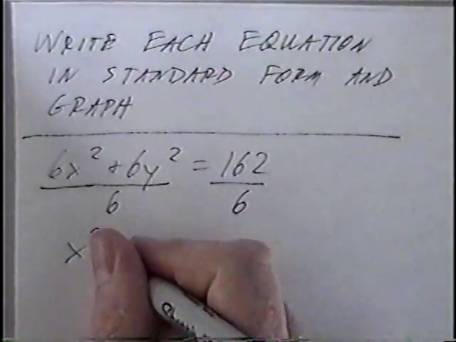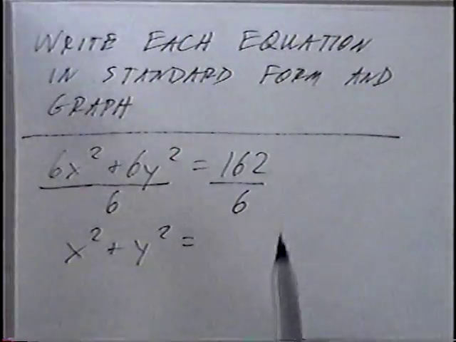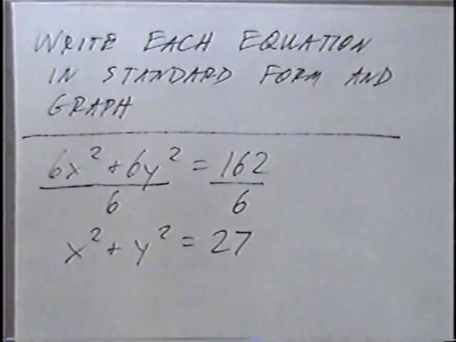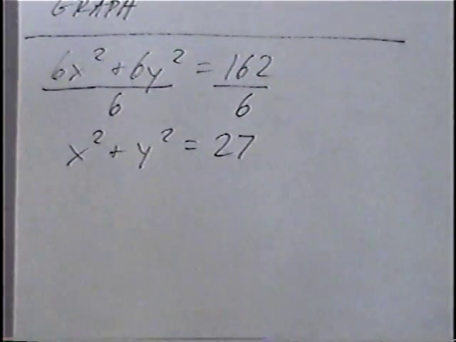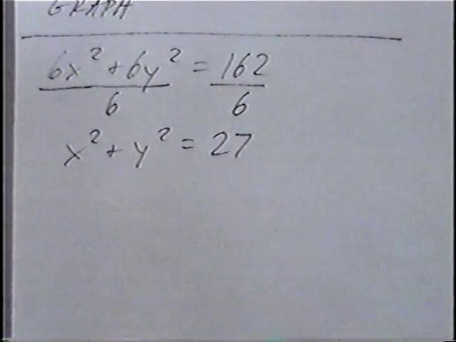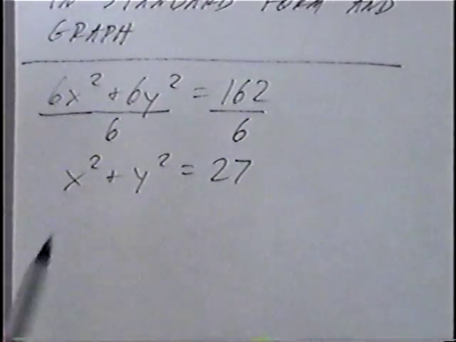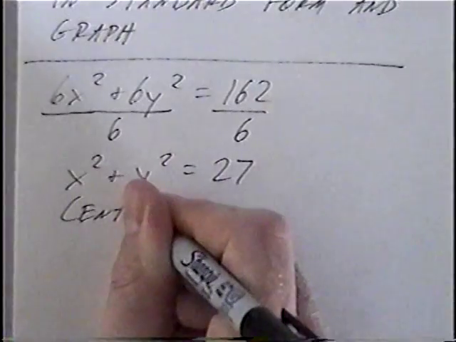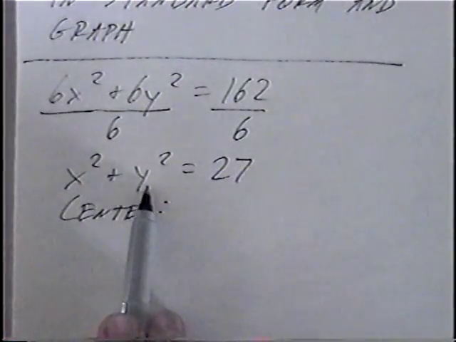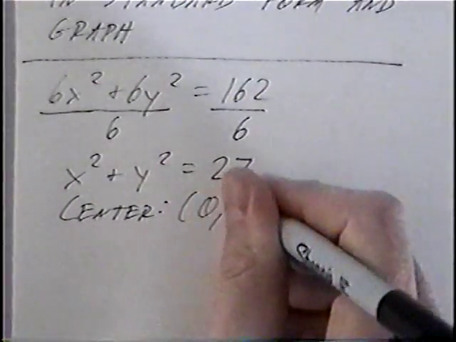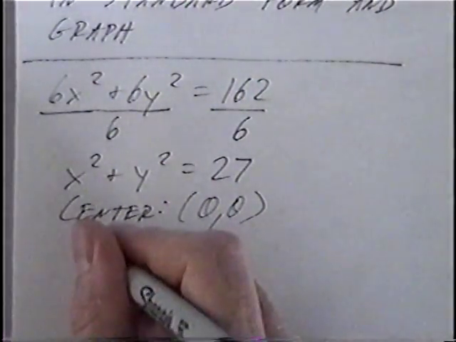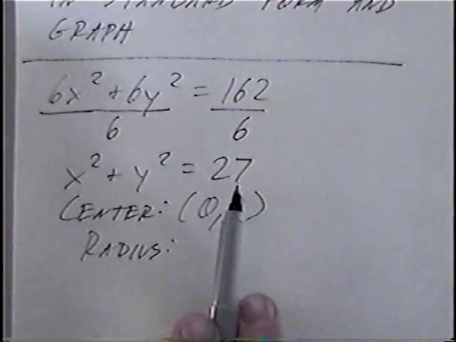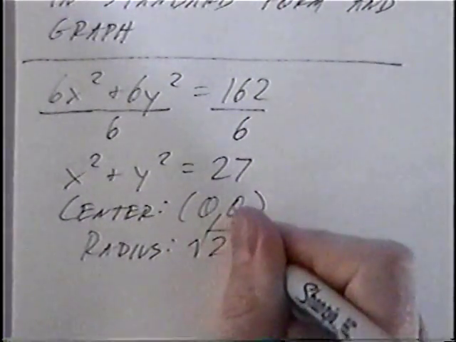So we'll be left with x squared plus y squared. And 162 divided by 6 would be 27. And by dividing by 6, now this is in the standard form for a circle. Second part of the question is to graph. For a circle, we need the center. The center again would be the numbers next to the x and the y. There's no numbers, so the center would be 0, 0. And also for a circle, we need the radius. The radius is the number equal to 27, but we'll take the square root of 27.